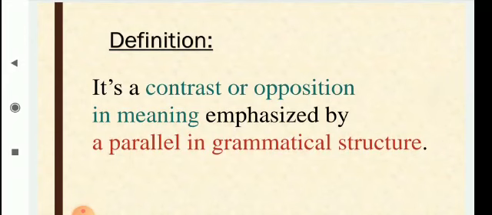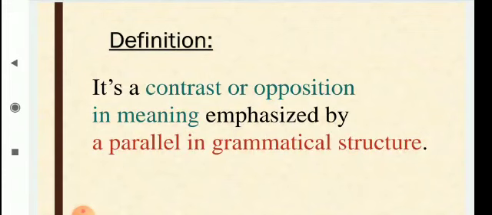Antithesis is a contrast or opposition in meaning emphasized by a parallel in grammatical structure. You see the two basic things in this definition. The first one is the contrast or opposition in meaning. That is to say, two contrary meanings are expressed in antithesis. And for it, we use a single sentence. In a sentence, two opposite meanings or contrary ideas are expressed.